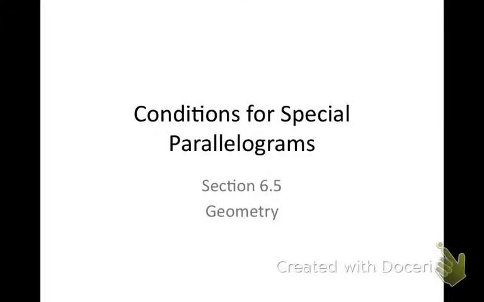Conditions for special parallelograms, section 6.5. So we are continuing on with our 3 special parallelograms. Who remembers the 3 special parallelograms there are? There are rhombuses or rhombi. Then we have rectangles and we have squares. Nice job. Those 3 special parallelograms we will be talking about today.